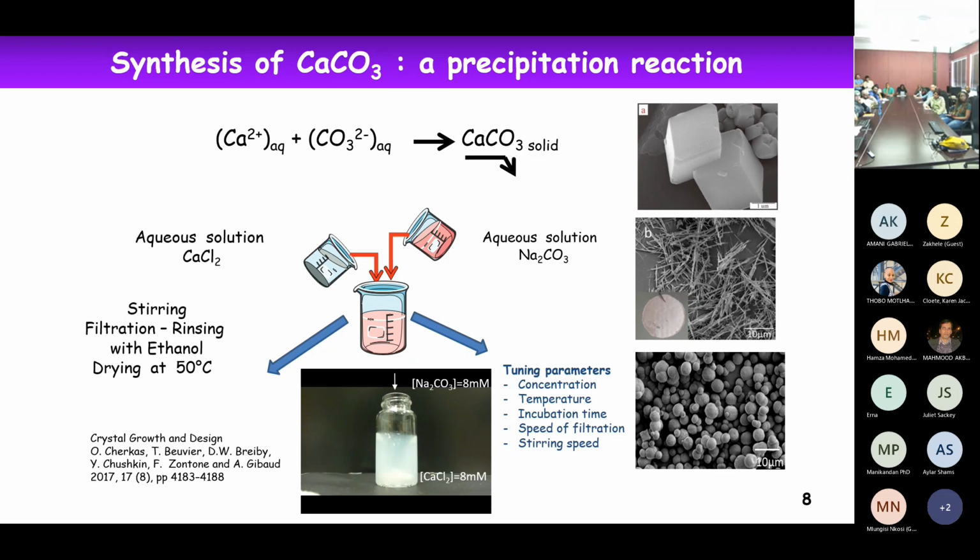And you can see that these different types of calcium carbonate are very different in terms of morphology. The calcite is made of rhomboidal crystals, the aragonite is made of rods, and vaterite is a porous structure made of spherical particles.